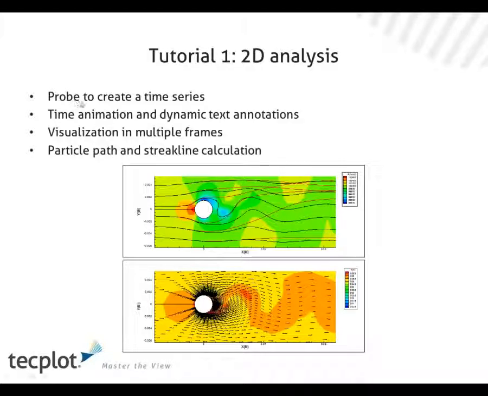Okay, so in the first tutorial, and let me pull up my version of the PowerPoint here, we're going to take a look at probing over time, both just to see some values and to create a whole time series. We're going to look at just a time animation showing this unsteady case over time and how you can add some dynamic text annotations. We'll take a look at a visualization in multiple frames like you see here in the image of the PowerPoint. And we'll also take a quick look at a particle path calculation or maybe even a streak line calculation.